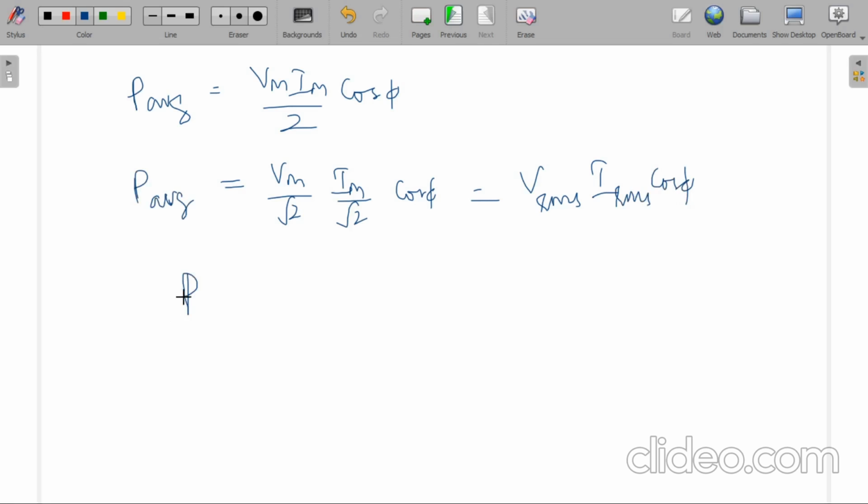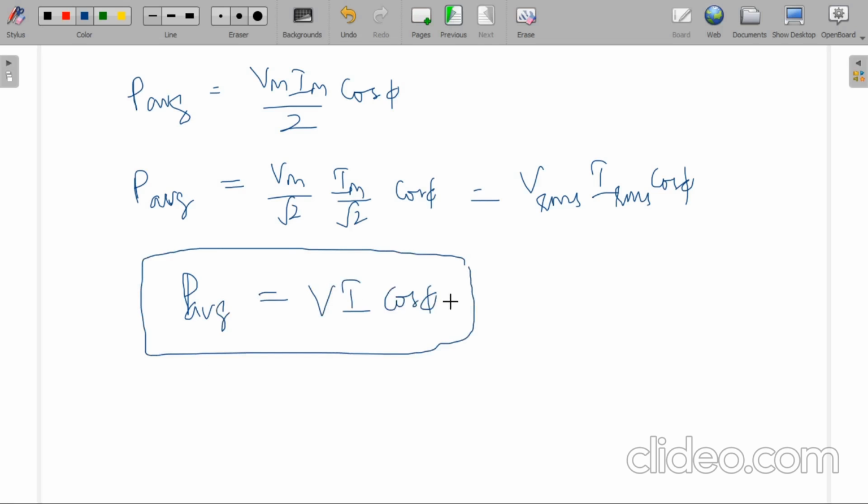So finally, the power in AC circuits is VI cos phi, where cos phi is the power factor and phi is the angle between voltage and current. Average power is nothing but the power consumption in the circuit.